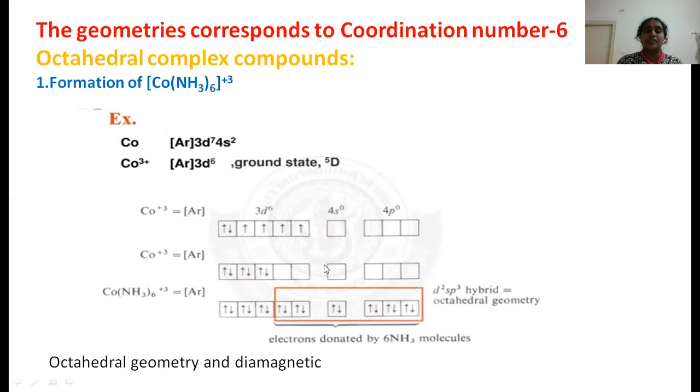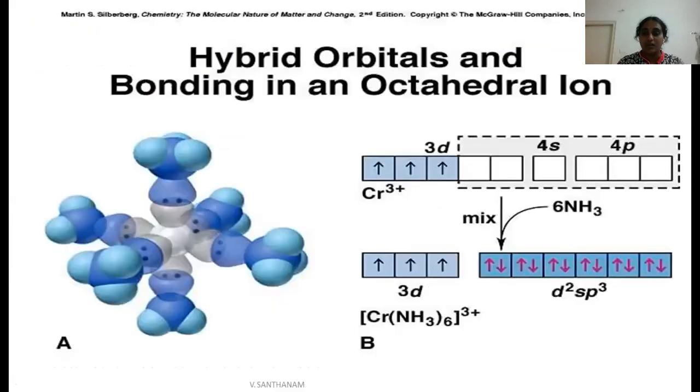Whereas in this complex, which orbitals are participated? (n-1)d orbitals, that means 3d orbitals are participated. Hence this complex is also called an inner orbital complex, and also a diamagnetic complex. Same here is the representation of the octahedral complex. Here this is the geometry of the octahedral complex, in which the total coordination number is 6.